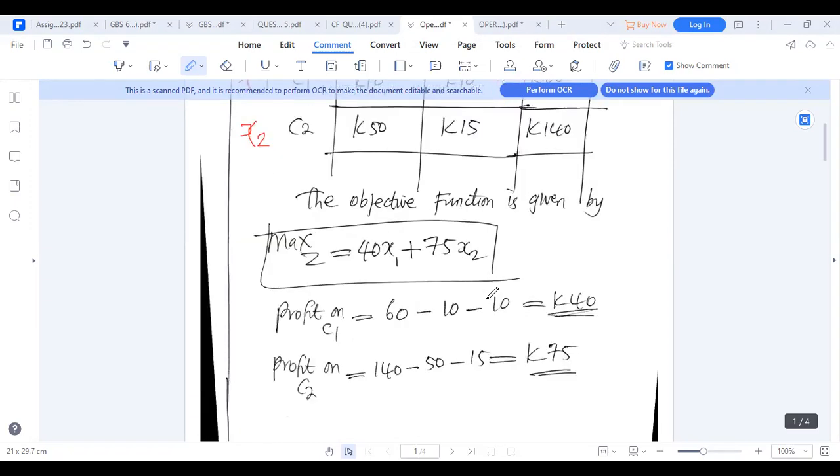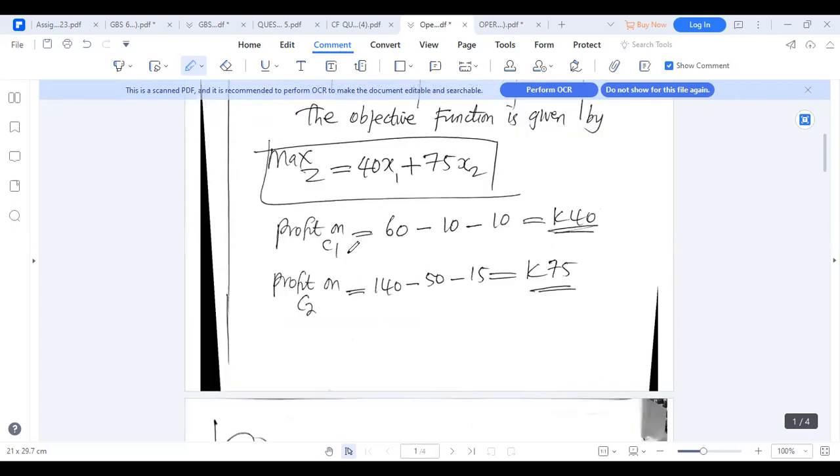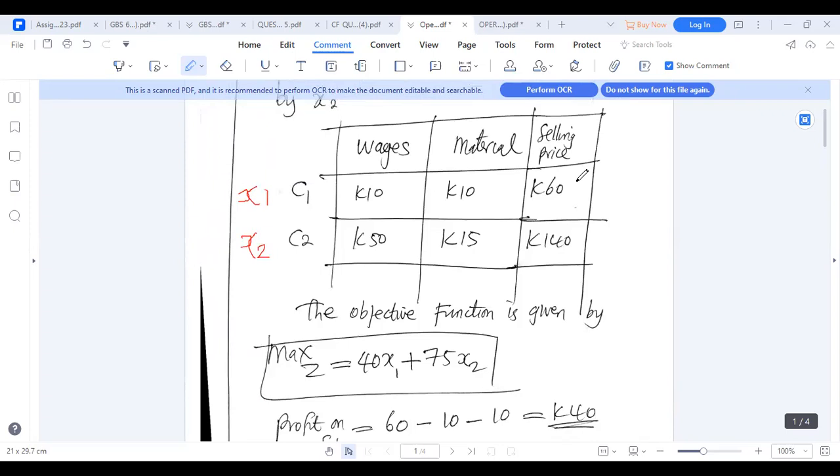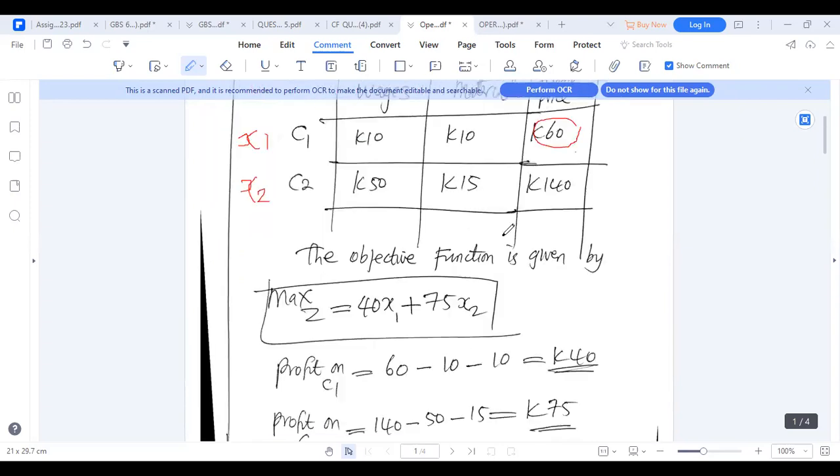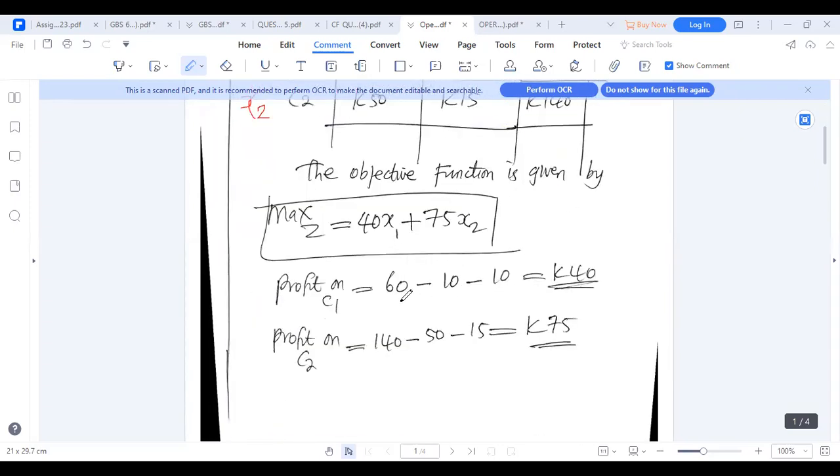So meaning that we can formulate our profit. The profit on C1 is equal to selling price, which is 60, minus these costs. So the selling price was 60 there. We know profit is equal to selling price minus cost. So profit, we are simply saying sales minus cost, the selling price minus the cost price. So this is how we are finding our profit.